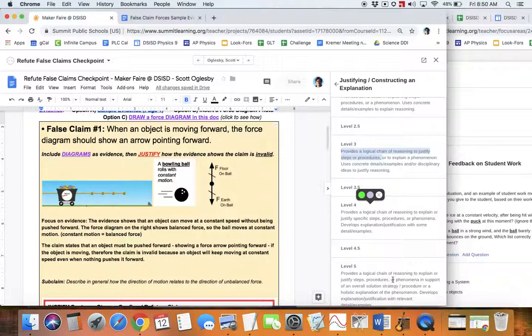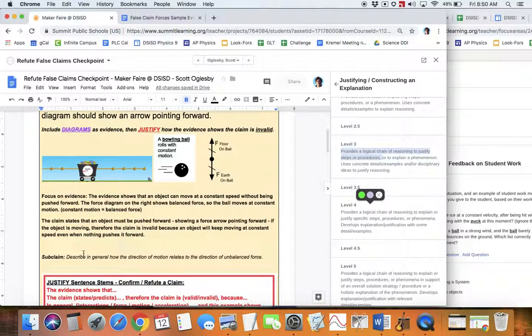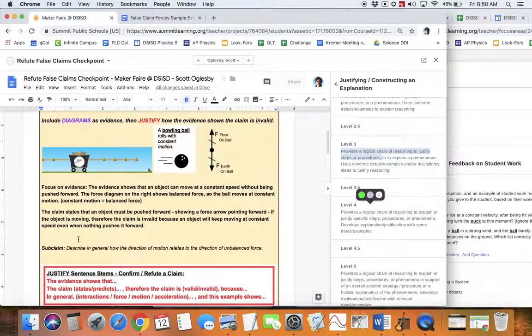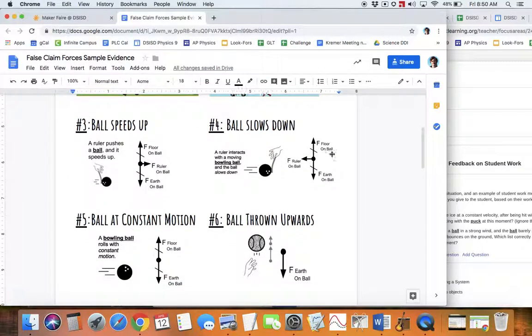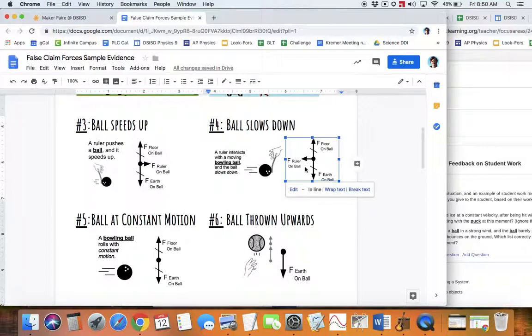I want to make sure that I can reach a level 4 on this though. So I'm going to try to focus on this subclaim as well. This says, describe in general how the direction of motion relates to the direction of unbalanced force. I would want to actually go back to some other pieces of evidence here and look for something where the direction of motion is opposite the direction of unbalanced force. So for example, this evidence right here shows a ball slowing down with the ruler pushing it to the left, even though it's moving to the right.